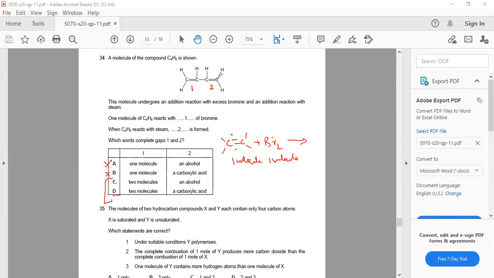And when this compound reacts with steam, you should know that when an alkene reacts with steam, alcohol is formed. Alcohol. So C is correct, not carboxylic acid. Okay, so when it reacts with steam, HOH, HOH, okay?